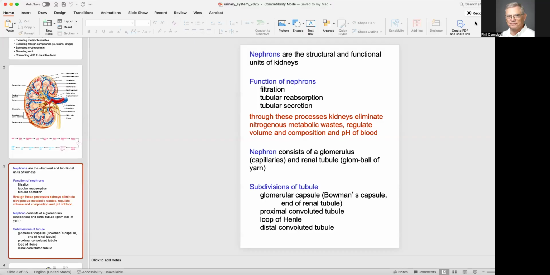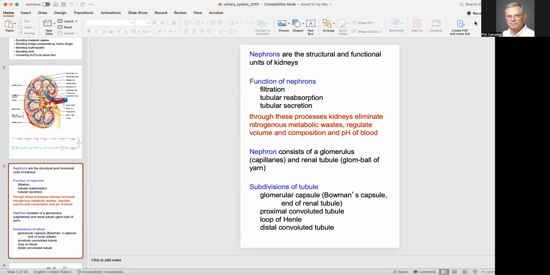Now, and again, like I mentioned before, a nephron consists of both a vascular component as well as a tubular component. The vascular component is referred to as the glomerulus, and there is an afferent arteriole leading to this glomerulus and an efferent arteriole that drains that glomerulus.